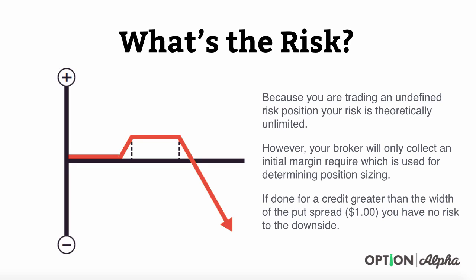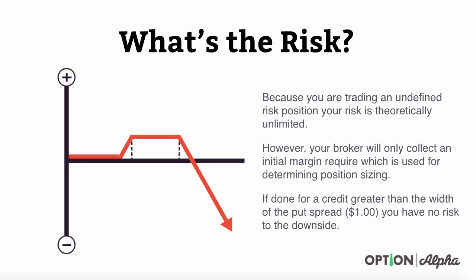Now, as far as risk is concerned, because you're still selling an undefined risk position on the call side, you theoretically have unlimited risk. However, we all know that your broker will only collect an initial margin required, which is used in our case for position sizing. Now, if you are having trouble with position sizing or don't know how much to trade based on your account size, we do have a great guide that you can download. It's a PDF, couple page tutorial inside of our membership area at OptionAlpha.com.